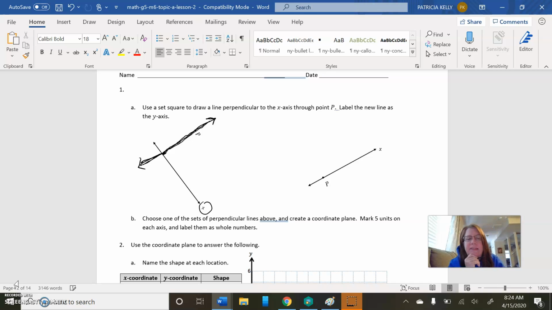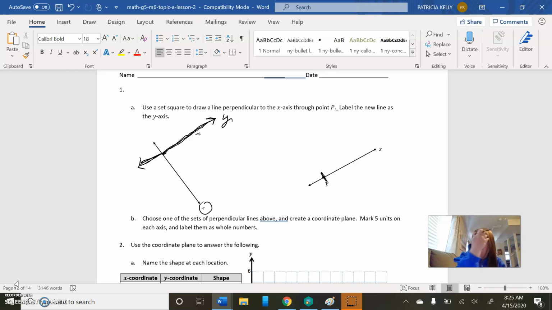Okay, then we make it an actual line. We've got that, and we're going to label it. That's what you should be doing on your paper. Then you're going to do the same thing with the other one. So you have point P, your axis is going to go straight through it, and go up and down like that, and you're going to make the line the same, and you're going to make the y-axis.